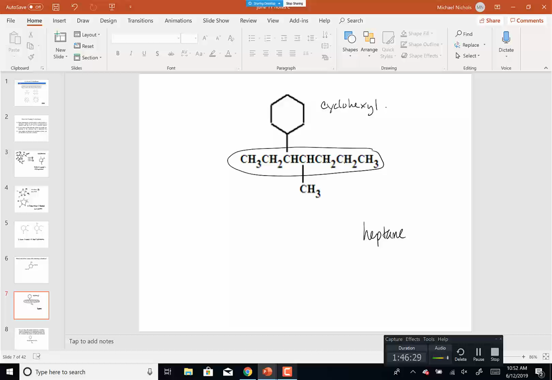What else do I have in this molecule? I've got a cyclohexyl and I've got a methyl. How am I going to number this, left to right or right to left? We agree left to right? 1, 2, 3, 4, 5, 6, and 7. So this is a heptane. What is this going to be called? 3-cyclohexyl-4-methylheptane. So the IUPAC rules will allow us to name the ring as a substituent when the chain has more carbons in it than the ring does.